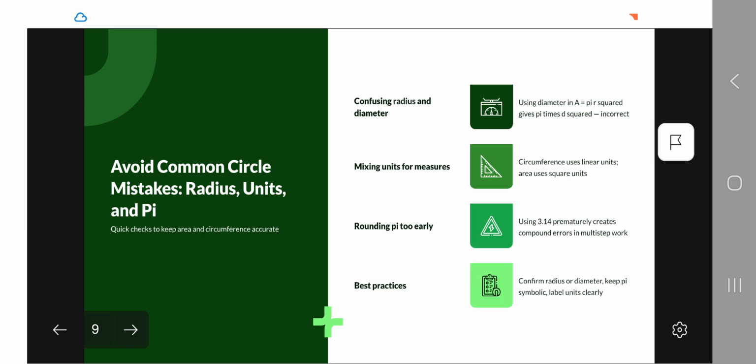Okay, so we're going to avoid common circle mistakes: radius, units, pi. Quick checks to keep area and circumference accurate. So, some people are confused on radius and diameter. So using diameter in area equals pi r squared gives pi times d squared. Now that's incorrect. Area equals pi times radius squared, not pi times diameter squared.